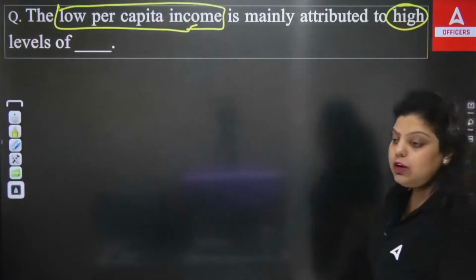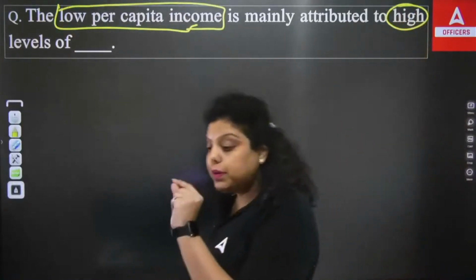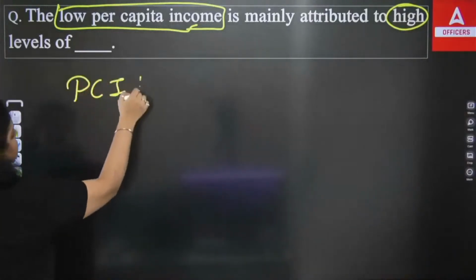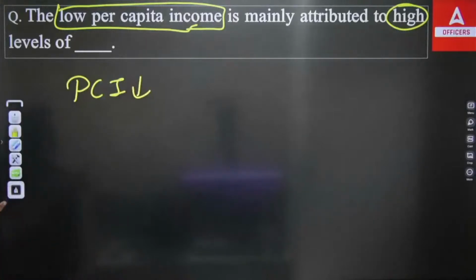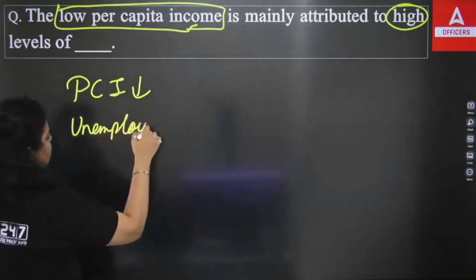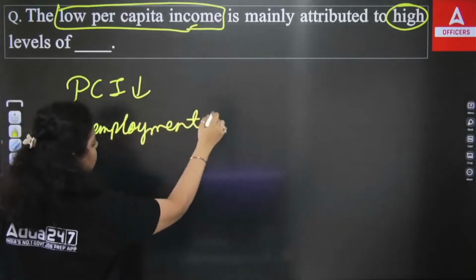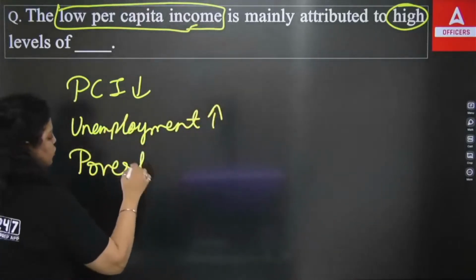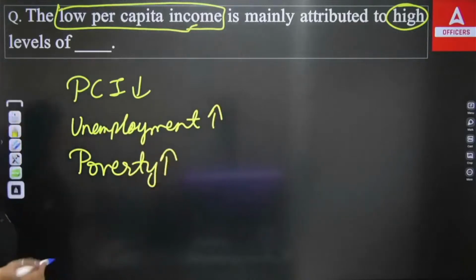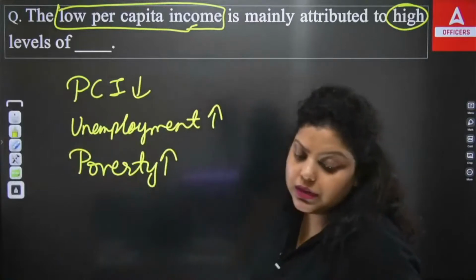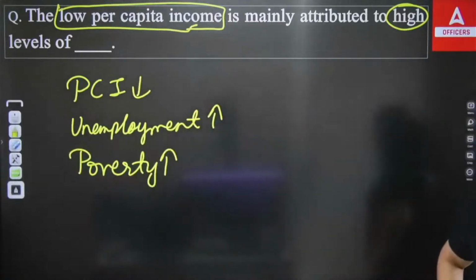Now let's understand what impact there can be if the per capita income is low. Let's say per capita income is low. It means an individual person's earning is very low. It's very obvious that unemployment is more. If your earning is less, it means unemployment is more. If people are unemployed, it means people will be poor, so poverty will be high. If you are unemployed, you do not have money, you are a poor person. So if unemployment is high, poverty will definitely be high.